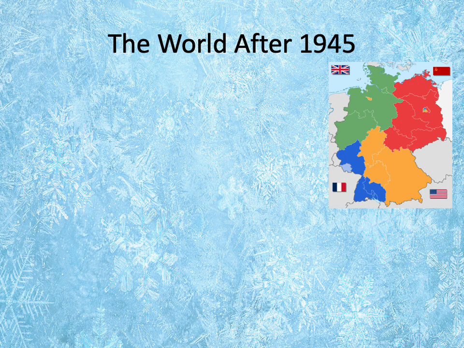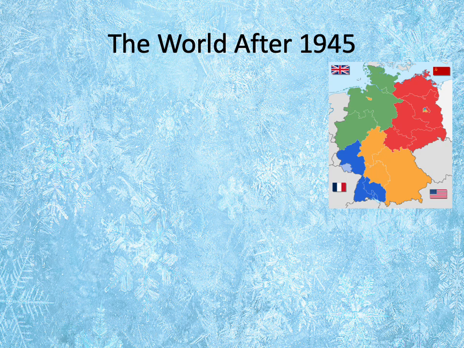Hey guys, so today we are going to be doing the world's fastest overview of the Cold War. But before we can do that, we have to jump into what the world looked like immediately following the end of World War II with the surrender of the Germans and the Japanese.